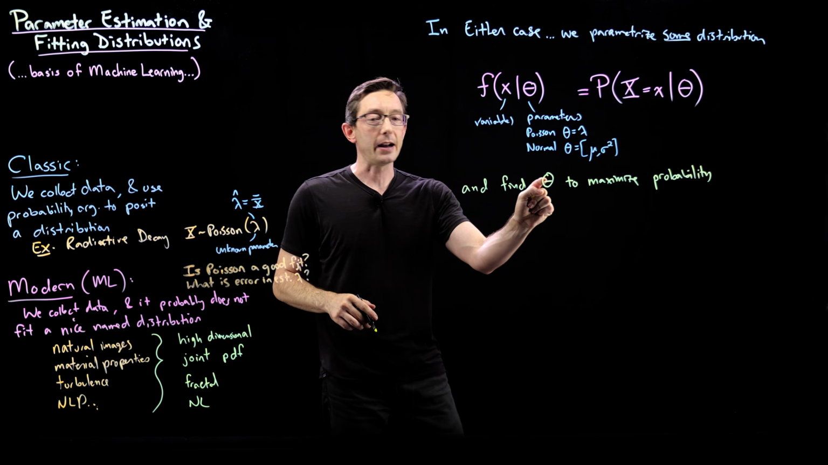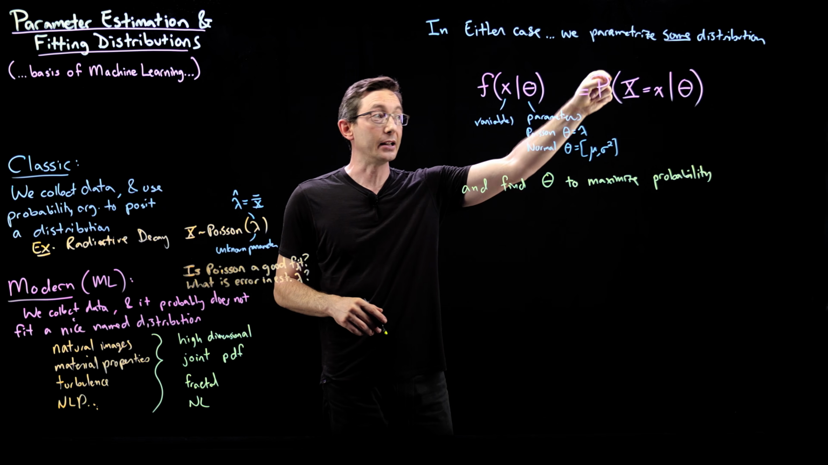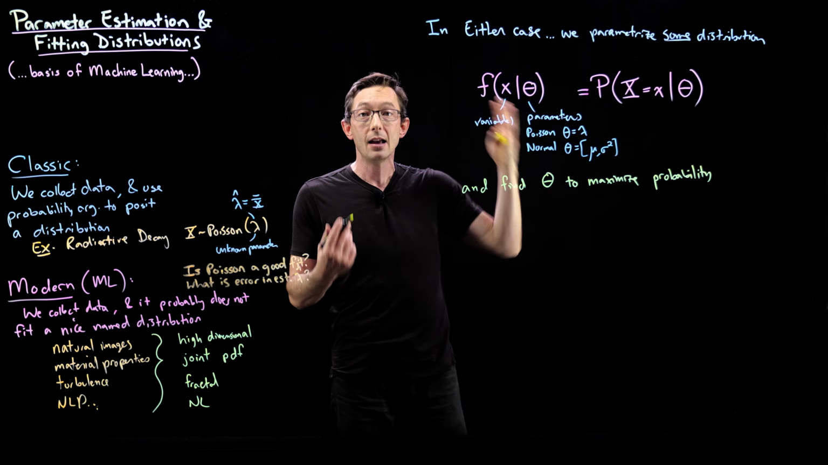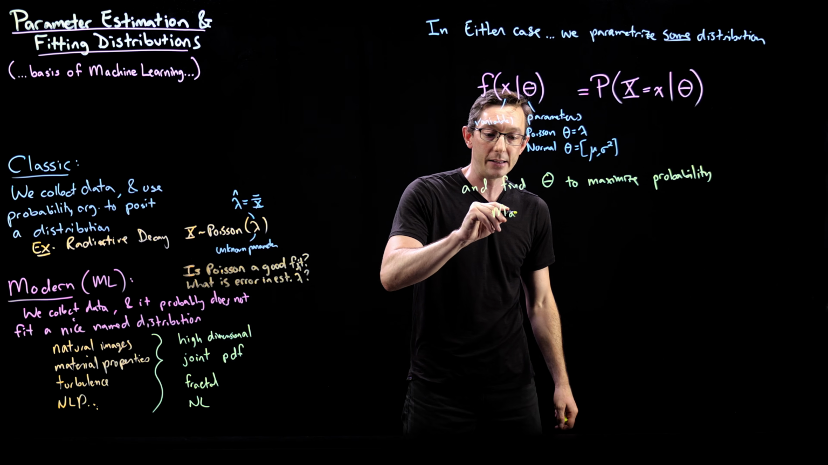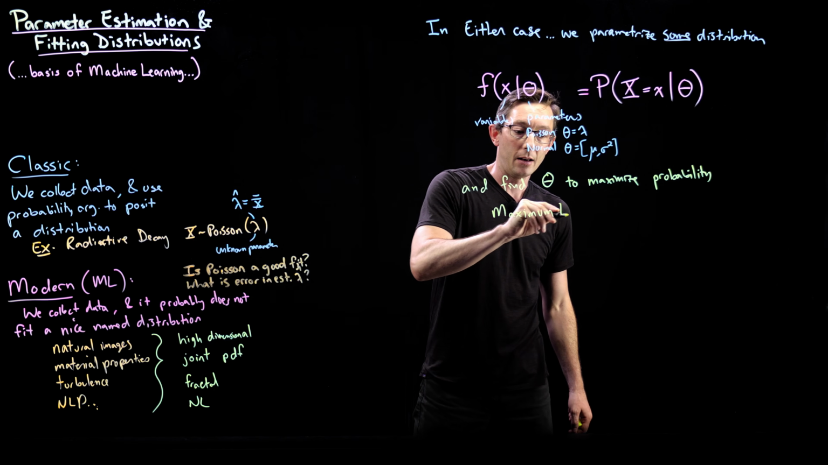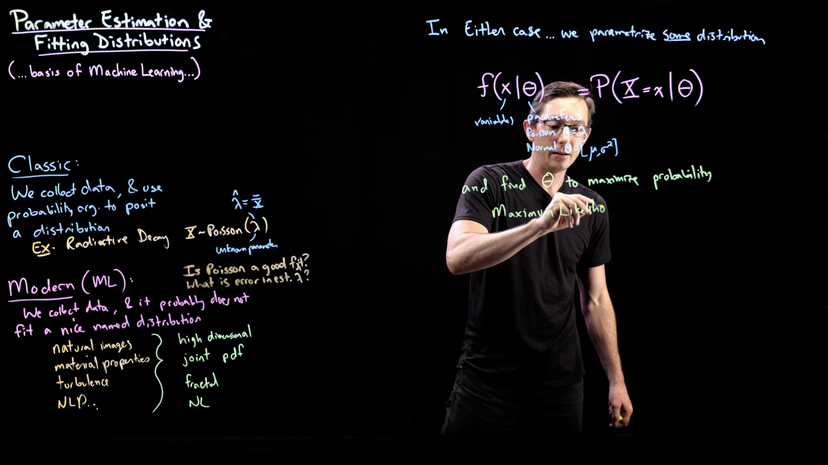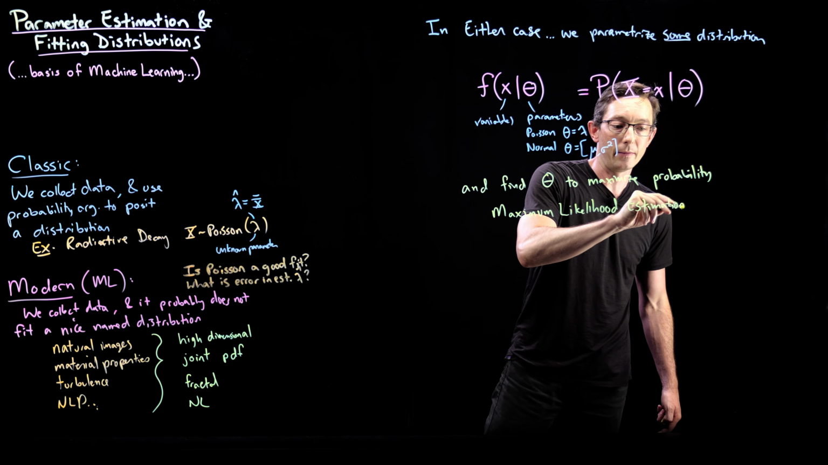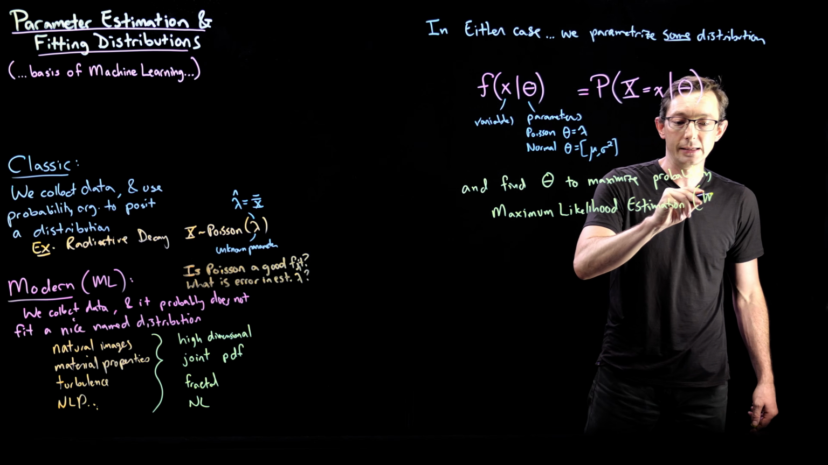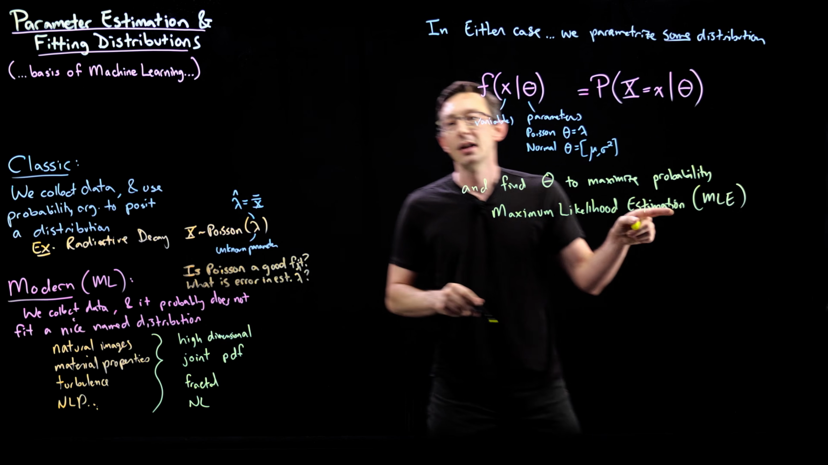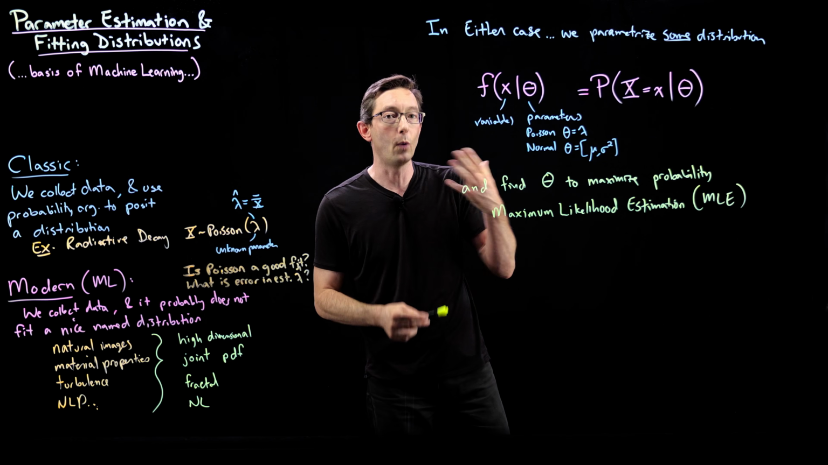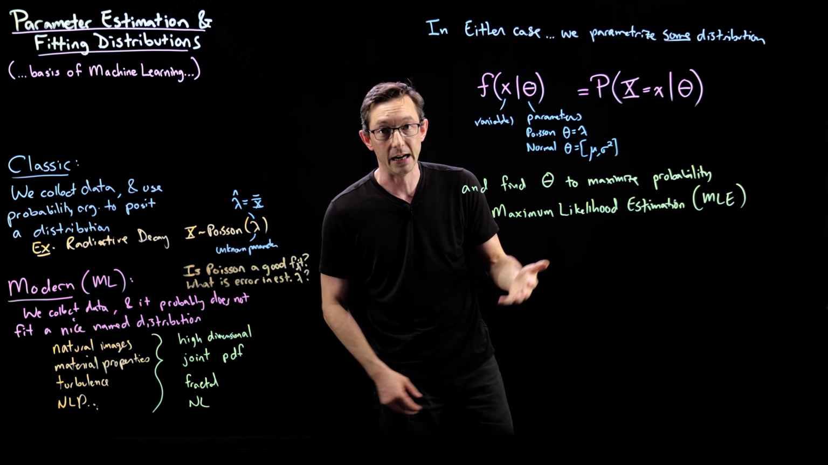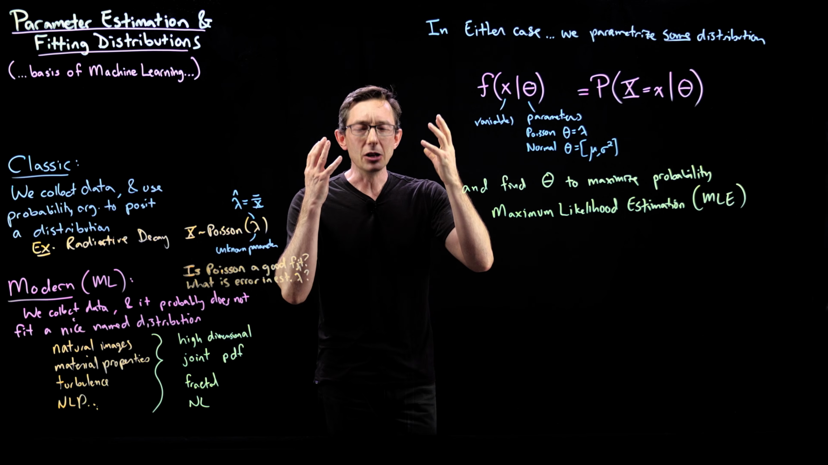So if we literally find theta that maximizes this probability of our data equaling x, given those parameters, that would be a maximum likelihood estimate. So this is the method of maximum likelihood estimation. You'll hear this all the time, MLEs, maximum likelihood estimates. This is a super, super popular way of finding a best parameter for a probability distribution based on data, okay? So it's really intuitively simple.